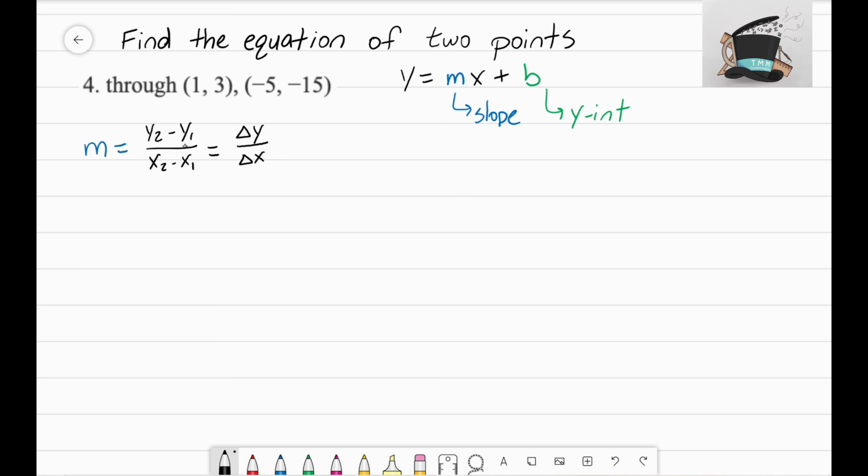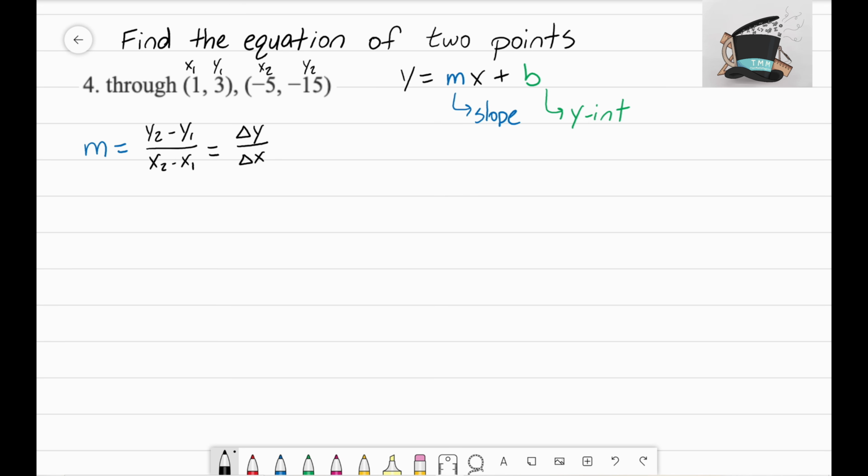Now where we get these numbers from is our points here. This is our first point. This is our second point. Since this is our first point, my 1 is my x1 and my 3 is my y1. That means when I come over to the second point, this -5 in the x spot is now x2, and this y value of -15 will be y2.